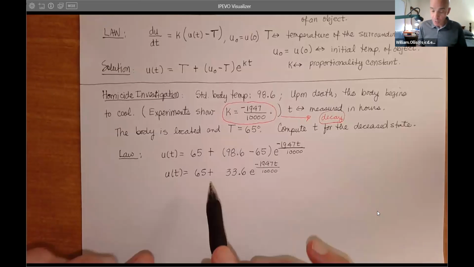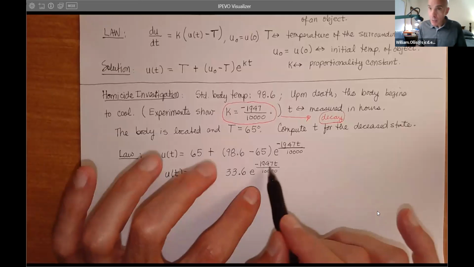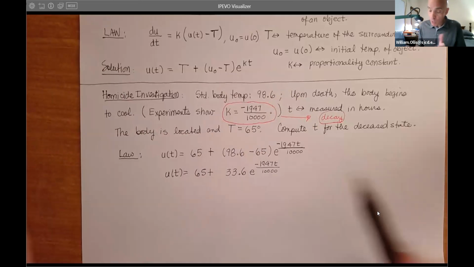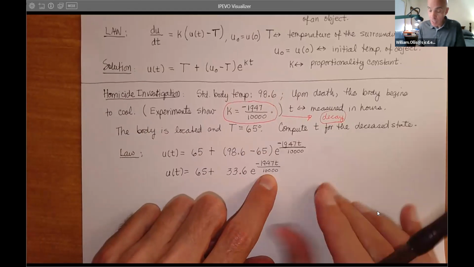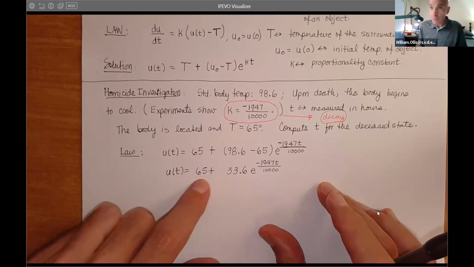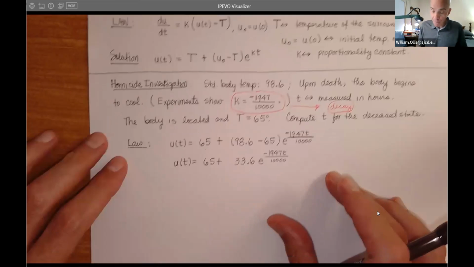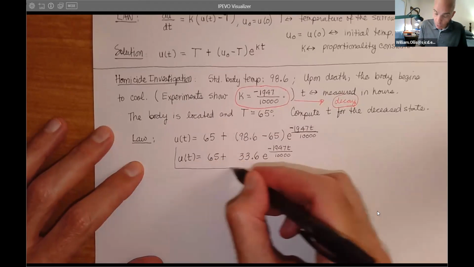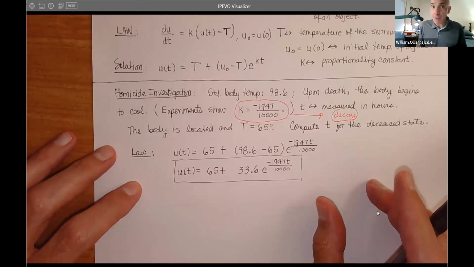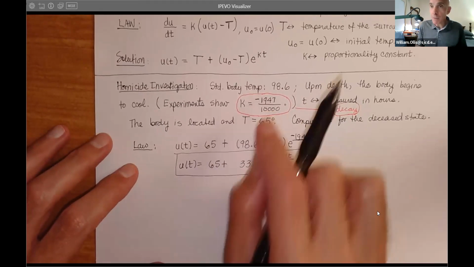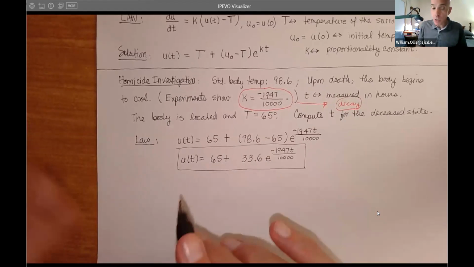So now you can look at this and say that as time goes on, time progresses, becomes large, this term, as we've seen before, is a nice decreasing function. This will converge to 0, and eventually the body will be 65 degrees or approximately 65 degrees. So here's our law of cooling. And again, with the homicide investigation, you must be given a value of K that's experimentally determined. That will be something you have to have.